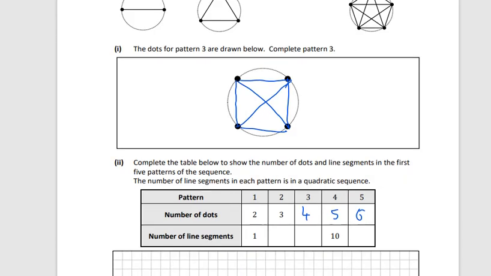The number of line segments, then there's 1 in the first one, there's 3 we can see in the second one. In the third one, you can count them, there's 6. And you should be able to spot a pattern there then. So 1, 3, 6, 10. It's adding 2, adding 3, adding 4. So then we add 5. So it's going to be 15.